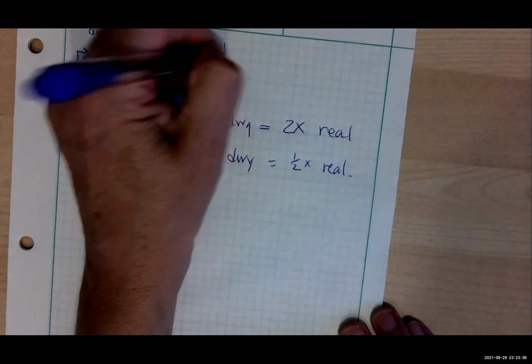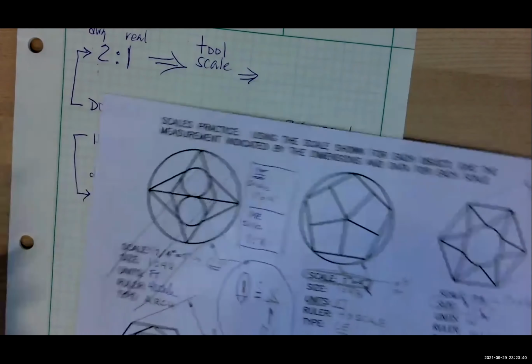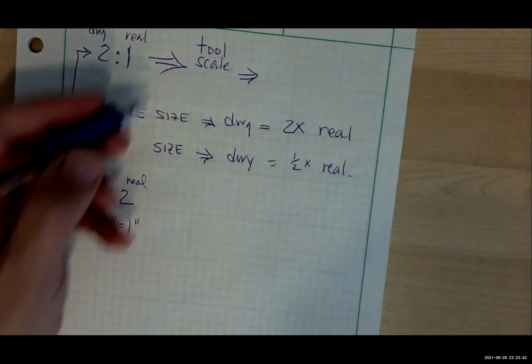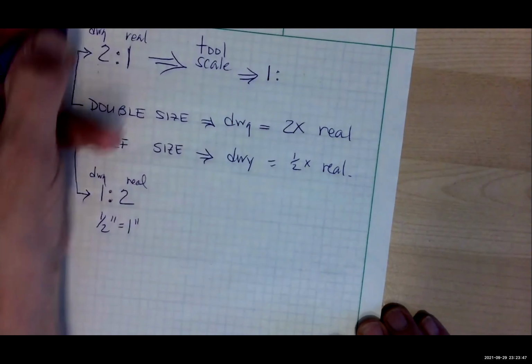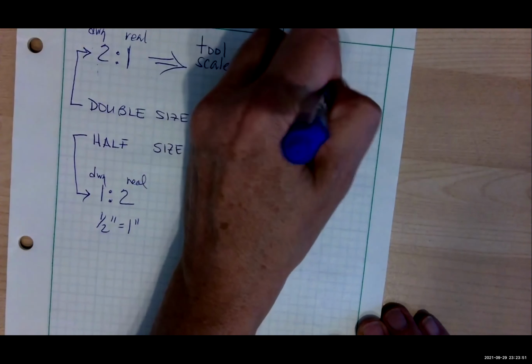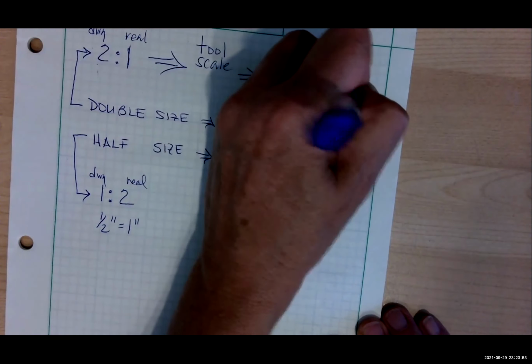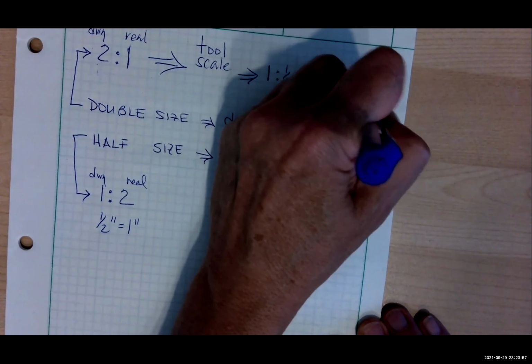Oh, okay. In order to find out which scale to use, remember the rule is I have to have a 1 on the left side. So I have to convert this. 1 is here. So divide both by a half and I get a half, which is the same as 1 is to 0.5. So I would use the 50 scale.